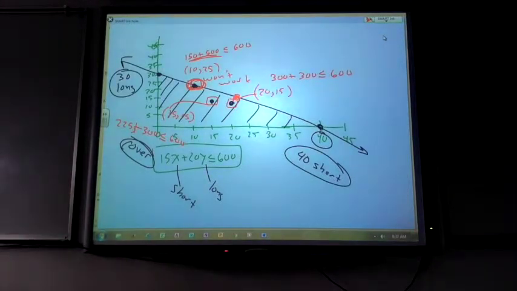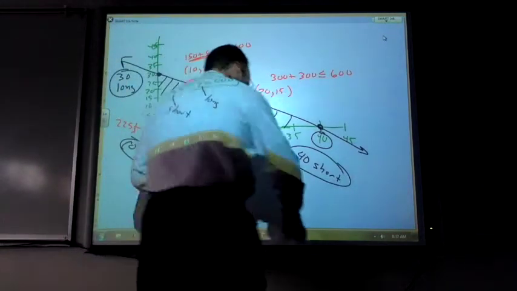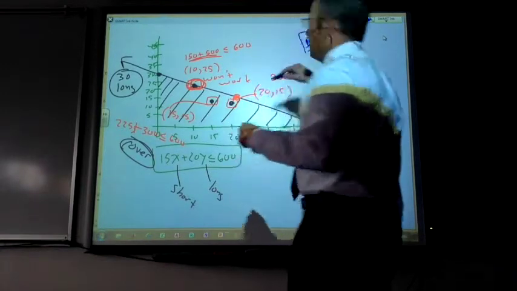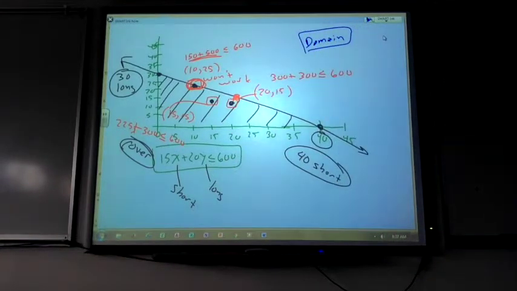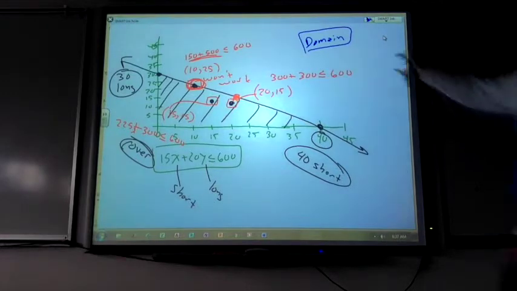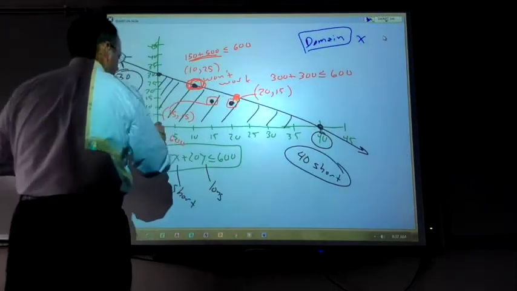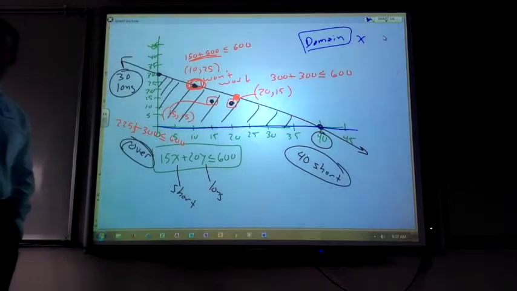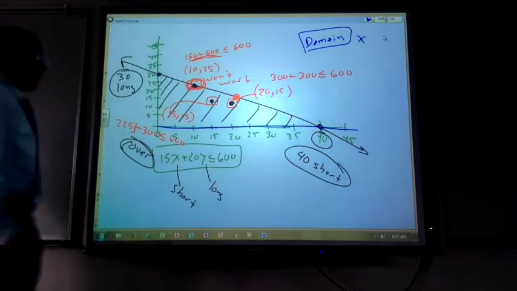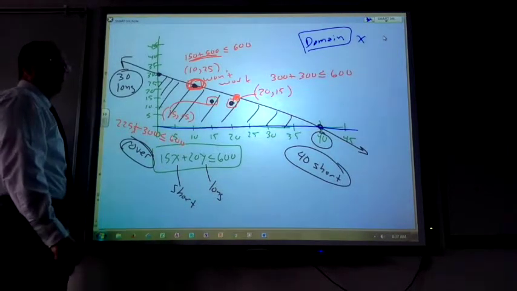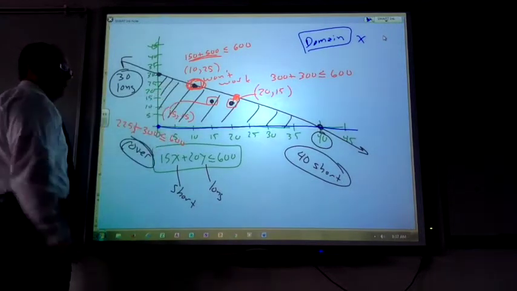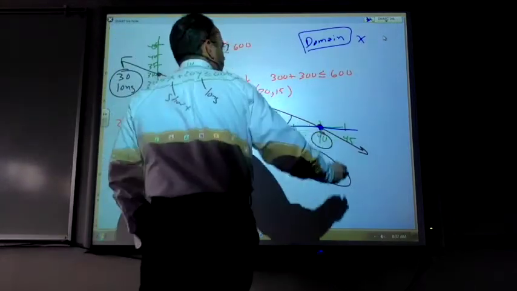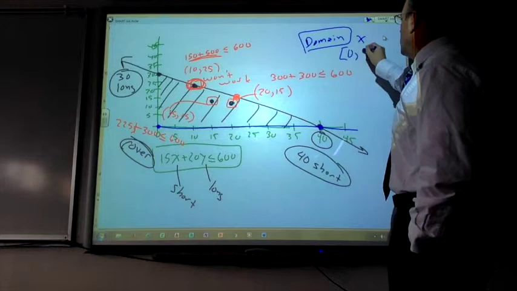Identify the feasible domain and range. Okay, let me do this. So the domain goes with what value? X or Y? What do you think? What value is the domain? It goes with the X. So this is the domain here. We're talking about this region right here. So where does it look like it starts? Where does it look like my domain starts? Zero. Where does it look like my domain ends to stay within the feasible region? 40. It starts at zero, it ends at 40. So my domain is going to go from zero to 40.